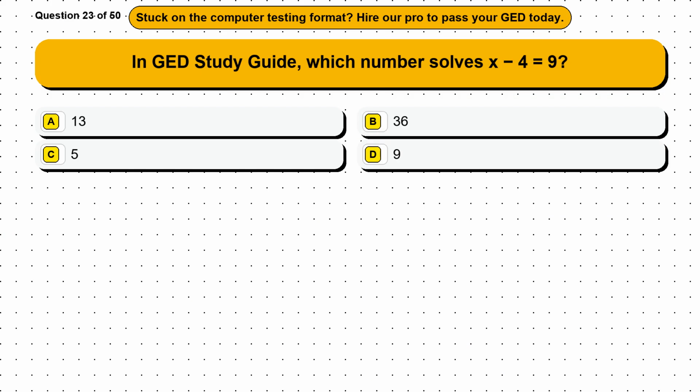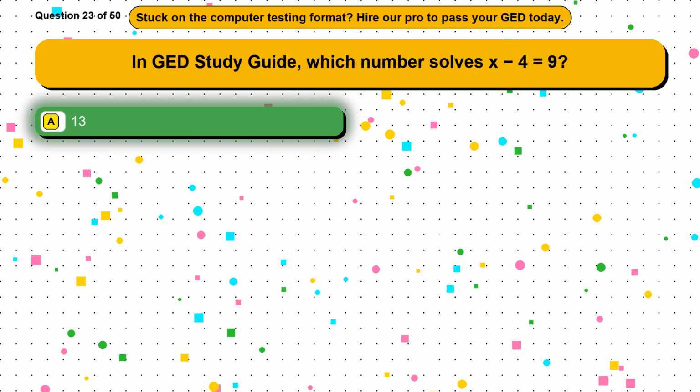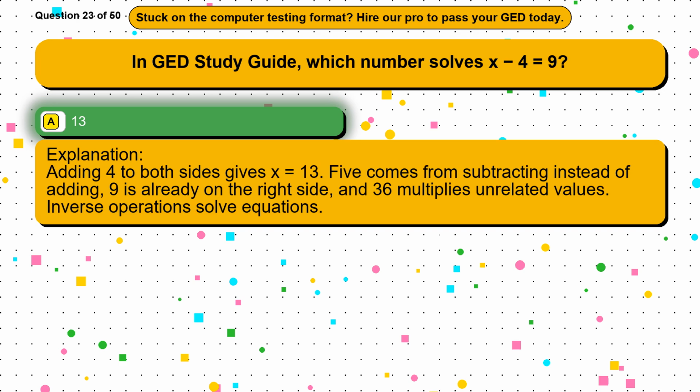Question 23. In GED Study Guide, which number solves x - 4 equals 9? Option A, 13. Option B, 36. Option C, 5. Option D, 9. The correct answer is option A, 13. Adding 4 to both sides gives x equals 13. 5 comes from subtracting instead of adding, 9 is already on the right side, and 36 multiplies unrelated values. Inverse operations solve equations.